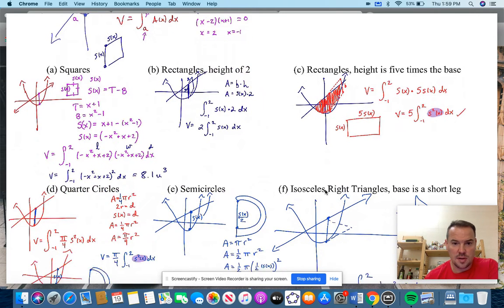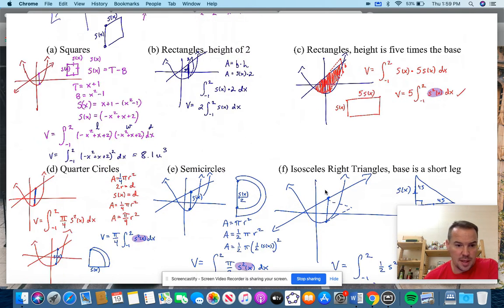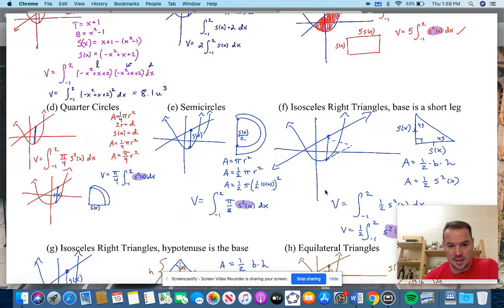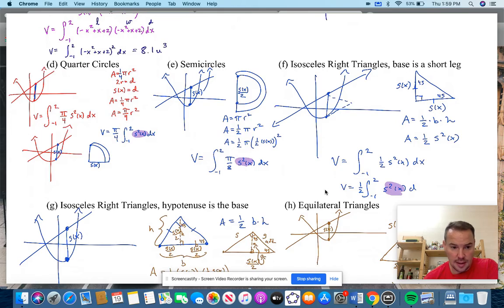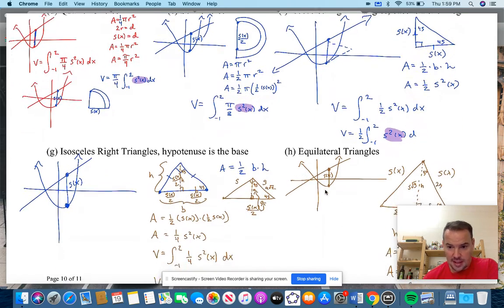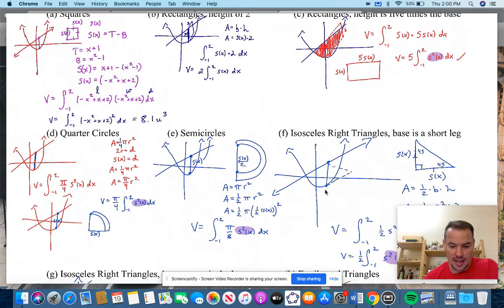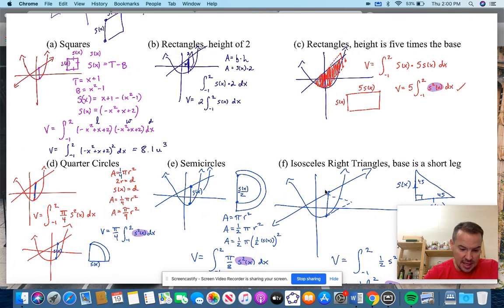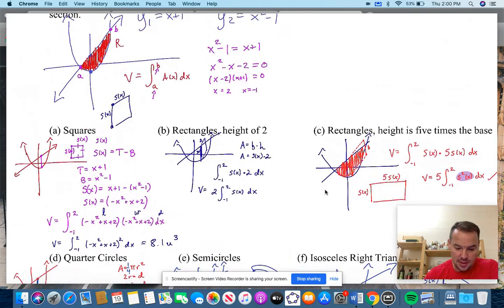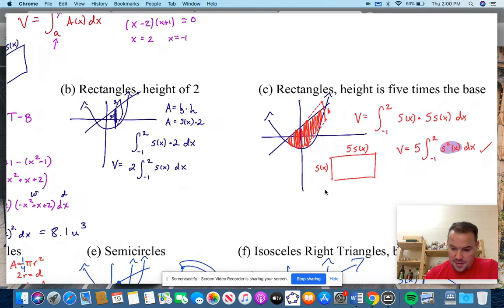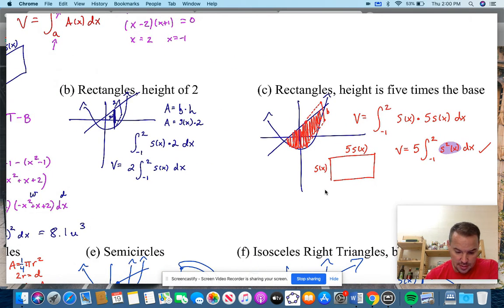I have squares, I've got rectangles. Rectangles where something's 5 times the base. I have a quarter circle, I've got a semicircle, which we just did, and I have an isosceles right triangle, okay? And then I've got an equilateral triangle. And now I can show you a pattern that's really neat. This is the pattern that I've kept alluding to. Every single shape has this happening, right?